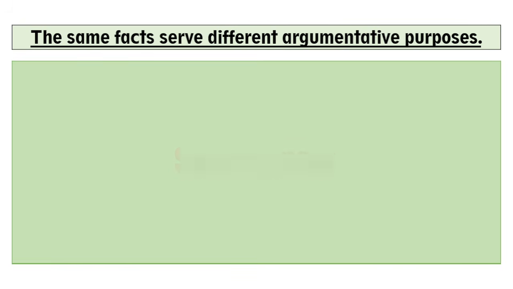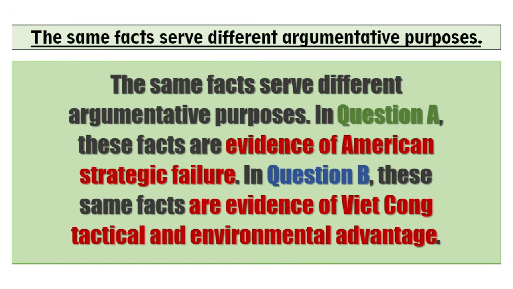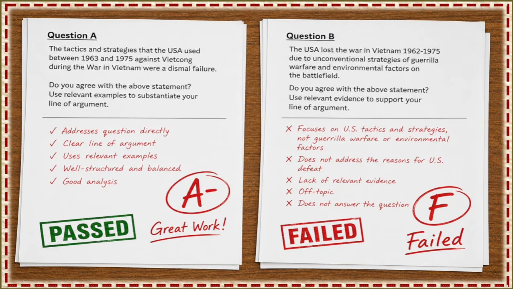With these two examples, we see that we have the same facts, the same war, the same jungle, the same trail. We should not forget, as explained earlier, that the same facts serve different argumentative purposes. In question A, these facts are evidence of American strategic failure. In question B, these same facts are evidence of the Viet Cong tactical and environmental advantage. This is precisely why a generic essay cannot serve both questions. The facts do not change, but their argumentative function changes completely depending on which question is in front of you. Reproduce the same essay for both, and you will answer one question well and the other question barely at all.